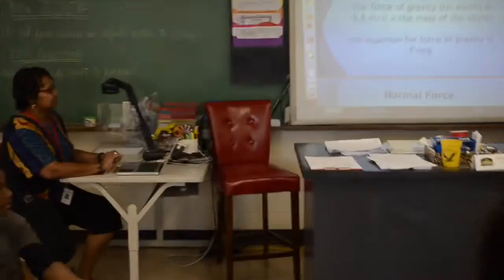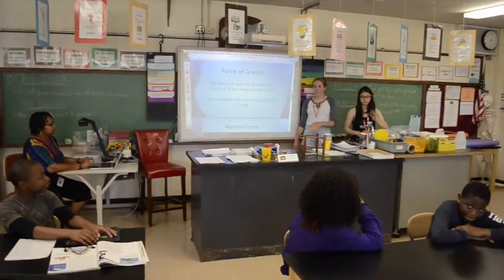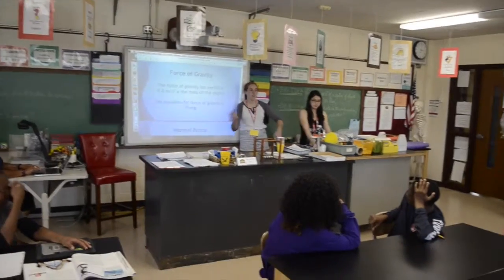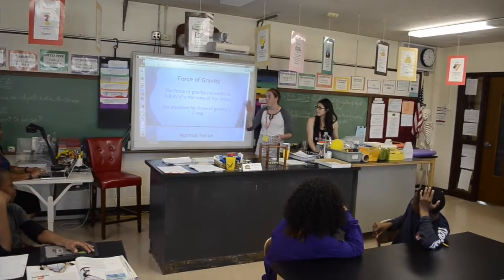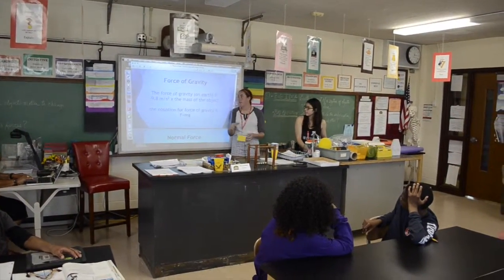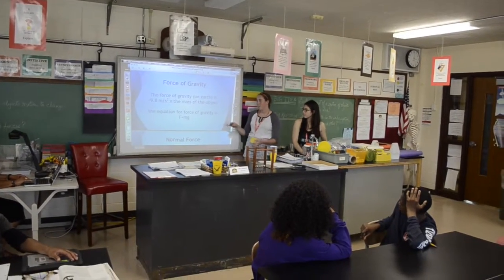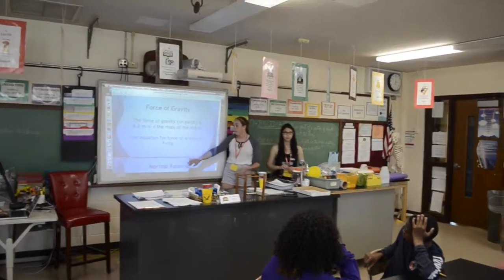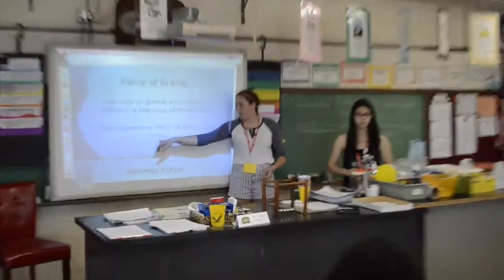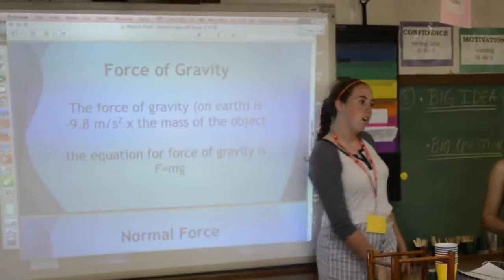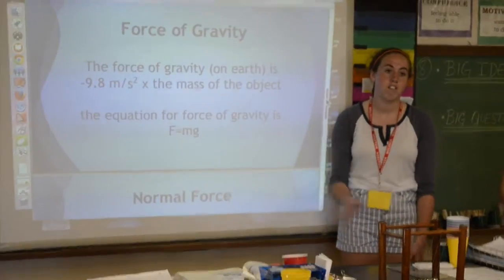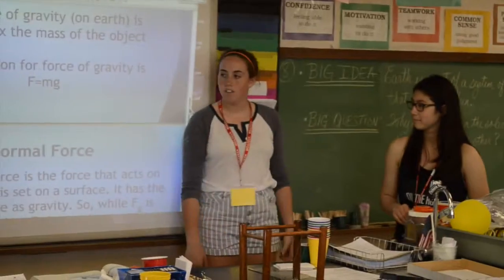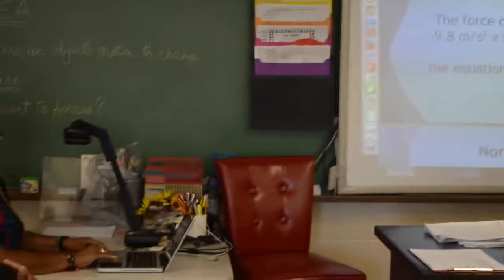So the force of gravity on Earth, the gravity always changes depending on what planet you're on. But for Earth, it's negative 9.8 meters per second squared. If you want to find the force of gravity on an object, the force of gravity equals mass times g. You're always going to use negative 9.8 for Earth, because you're going down.